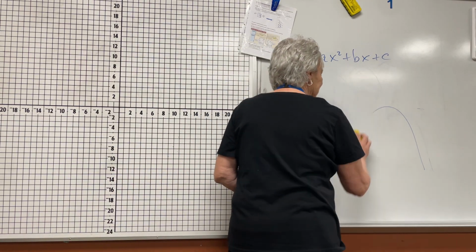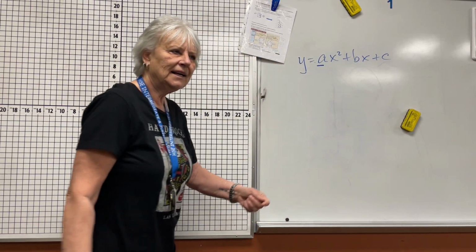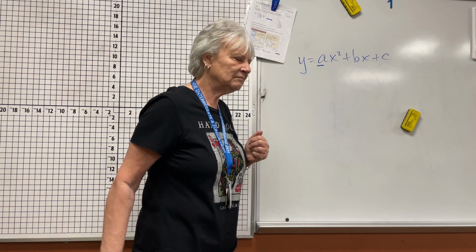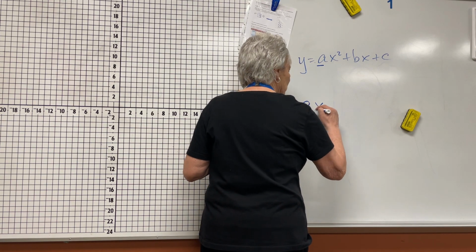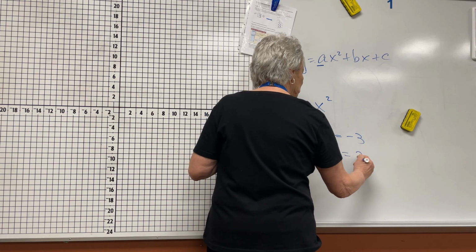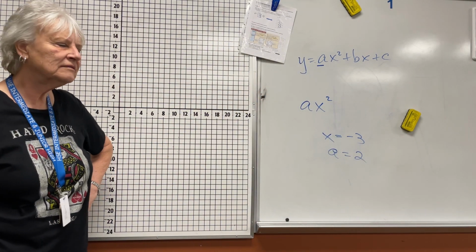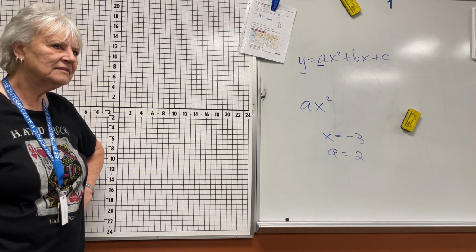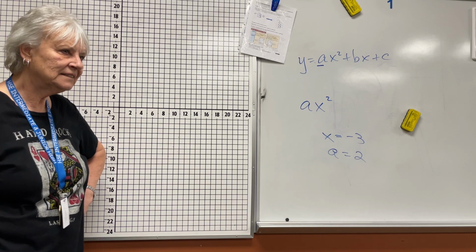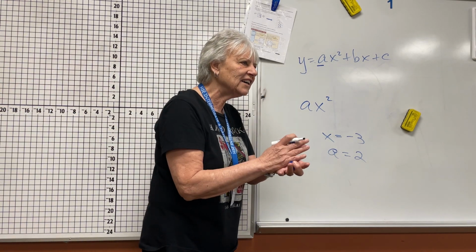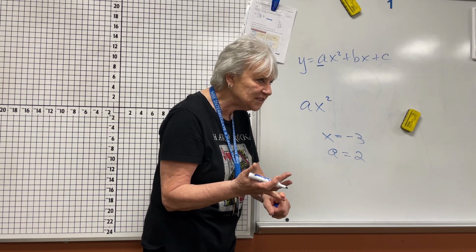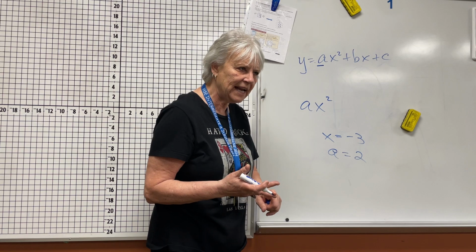Now, the biggest thing that kids cannot do is if x squared, say, is -3. Let's just see. ax squared. X equals -3. A equals 2. What is that value? How much? 18. 18. X squared is always positive because positive times positive is positive, negative times negative is positive.